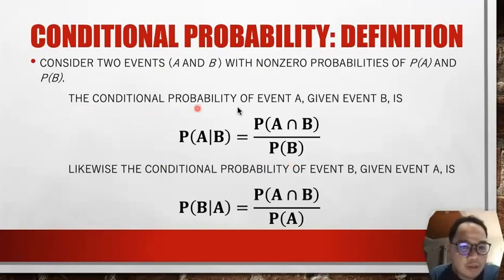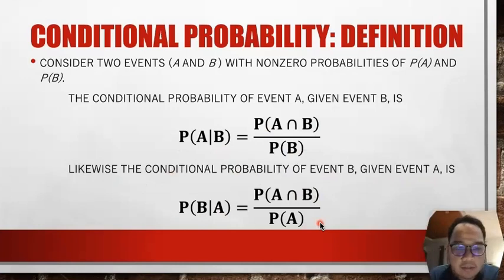The conditional probability of event A, given that event B already occurred prior to A, is P of A given B, equal to their intersection divided by the probability of the given event, or the event that already occurred. Likewise, the conditional probability of event B, given that event A has already occurred, is the probability of B given A, equal to their intersection divided by the probability of A.